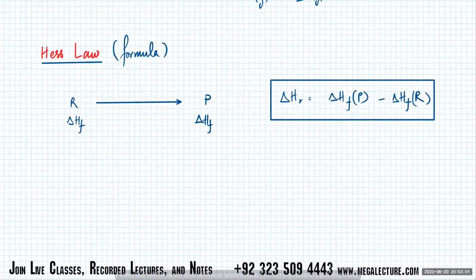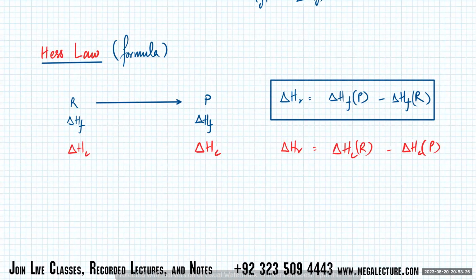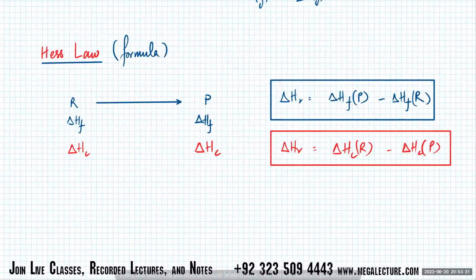And that was it. And there was a second version of the same formula. Let's say you know the enthalpy of combustion of the reactants and you know the enthalpy of combustion of the products. In that case, the enthalpy change of your reaction is equal to the enthalpy of combustion of your reactants minus the enthalpy of combustion of your products. And these were your two formulas.